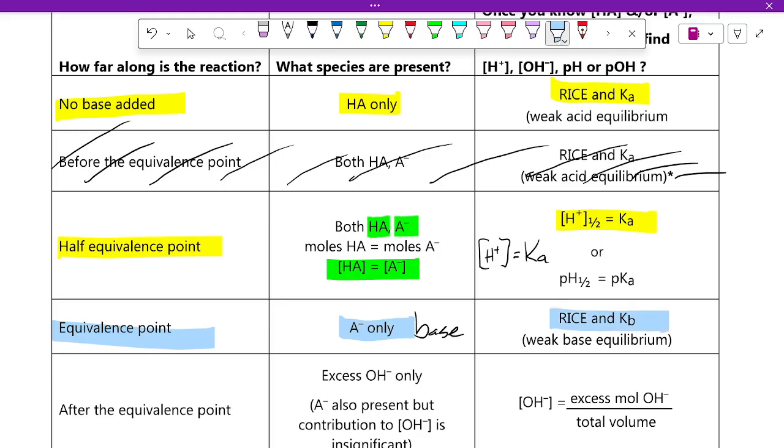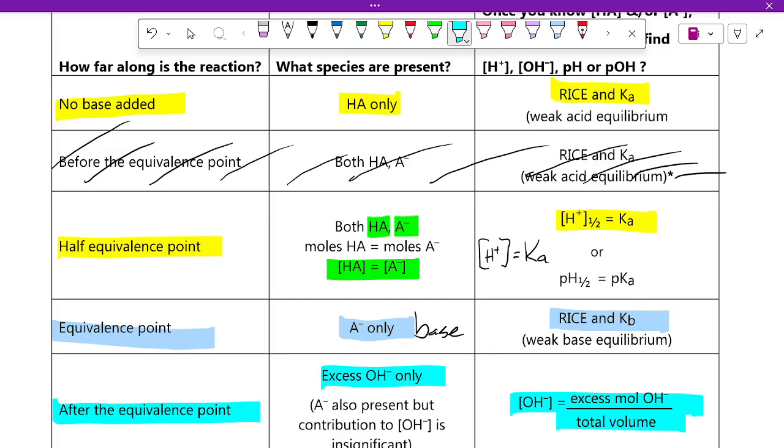And then after the equivalence point, excess OH only. You can ignore the base that's also present, and you just take the excess moles and divide by the total volume. Is that good? And this is how we're going to do a titration curve.